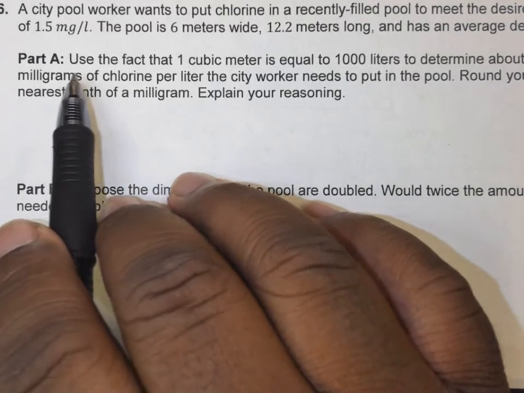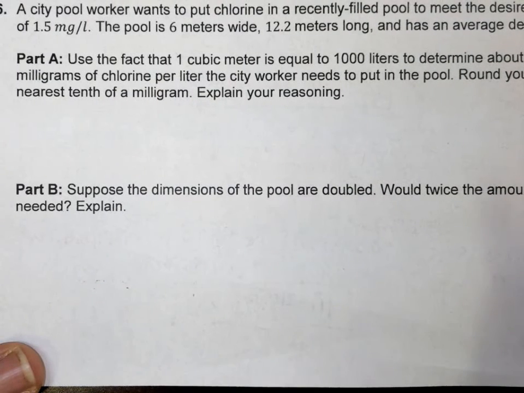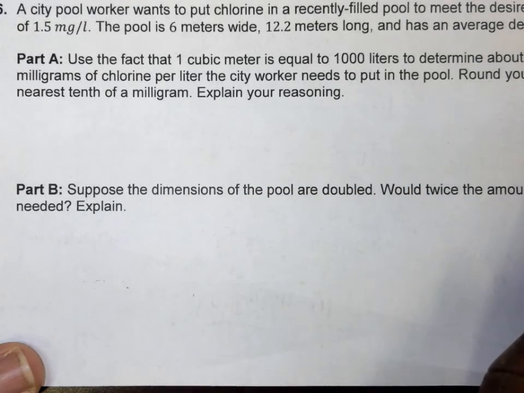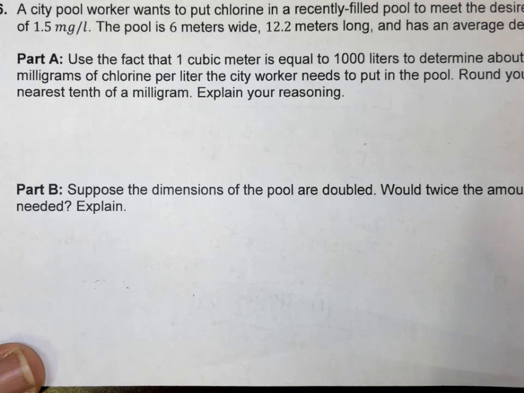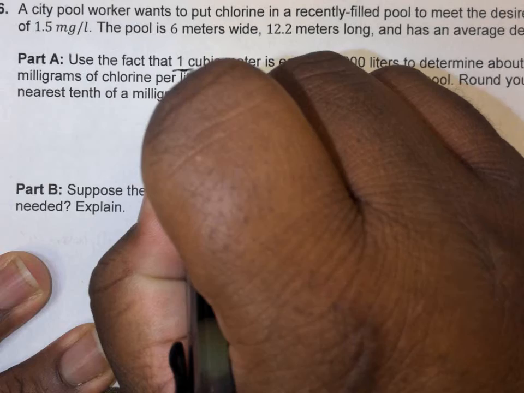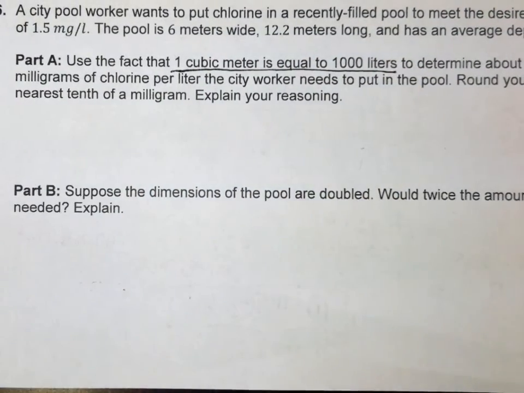Part A, use the fact that 1 cubic meter is equal to 1,000 liters to determine how many milligrams of chlorine per liter the city worker needs to put in the pool. Round your answers to the nearest tenth of a milligram. Explain your reasoning. But on part A, we do need to recognize this part right here. It's going to be important for us. It says 1 cubic meter equals 1,000 liters.